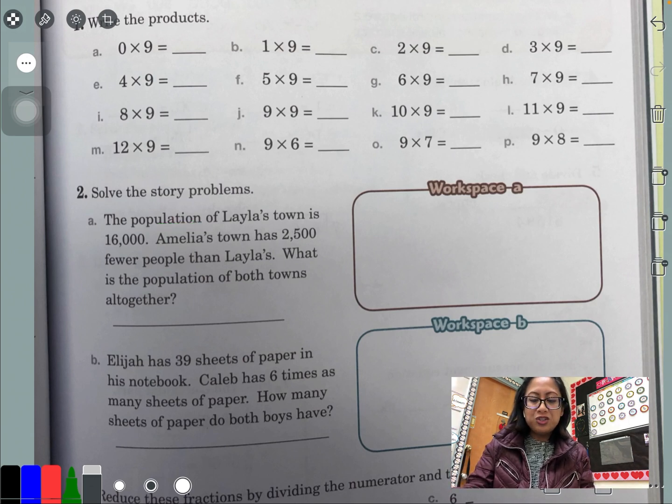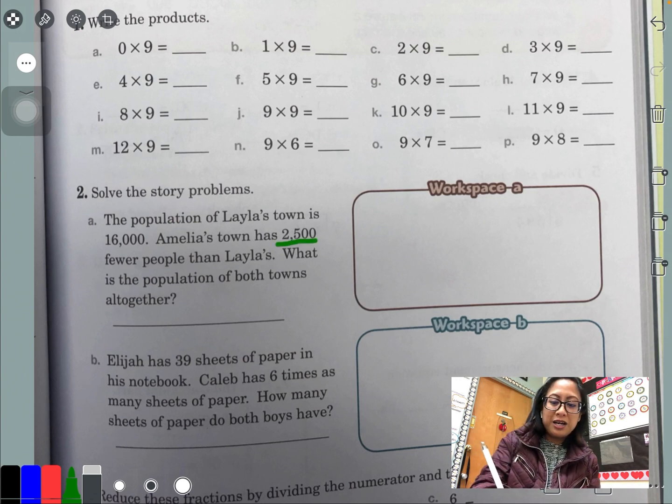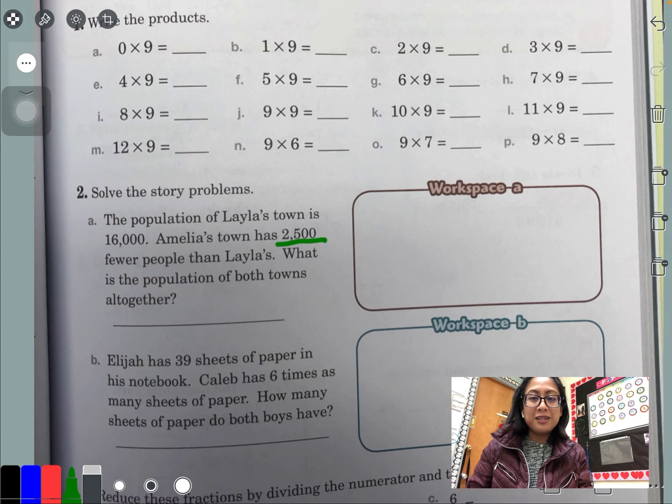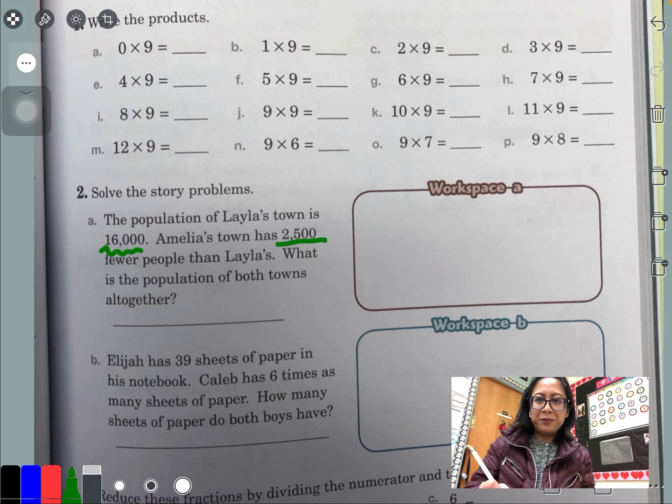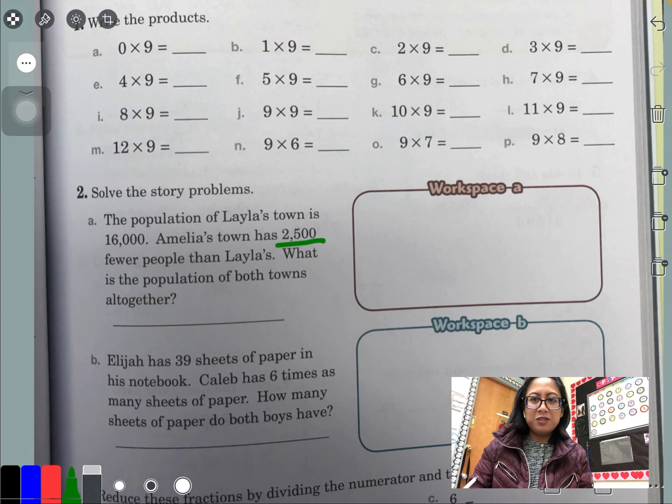Amelia's town has 2,500 fewer people than Layla's. Now, don't make the mistake that Miss Severa made when she was in 3rd grade. Don't make the same mistake that April made when she was in 3rd grade. She thought there were 2,500 people in Amelia's town. That's a small town, okay? 16,000 is a good amount of people in a town. 2,500 people is a small town. It's a scary small town. Everyone would know each other, all right? You're probably thinking, really? There's like 2,500 people. Yeah, it's small. That's probably like tiny.